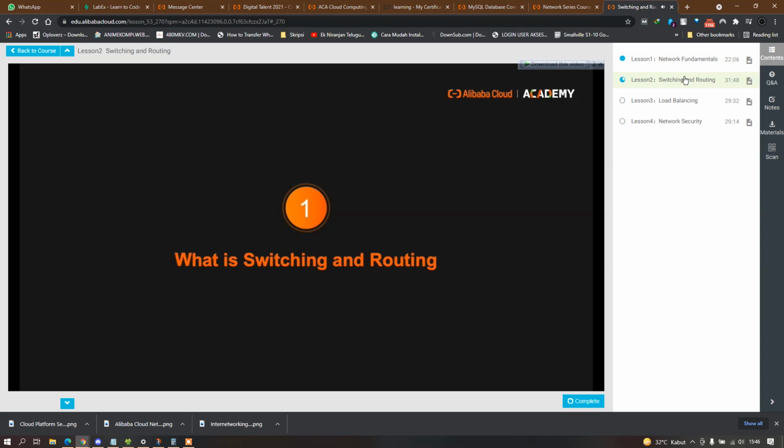Okay, so the first section is what is switching and routing. We will have a brief understanding of switching and routing in this section. Okay, so let's go on.